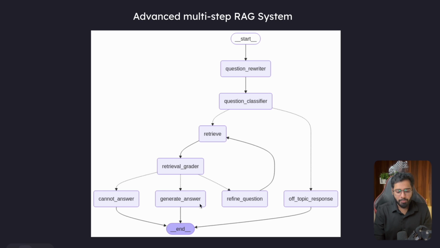Okay, so this is what we have. We have cannot answer, generate answer, and then refine question, and this takes care of all of the different edge cases that we might potentially come up with in production. Okay, so I hope that made sense. I hope this introduction made sense. Let us now jump into the code and go through the code.